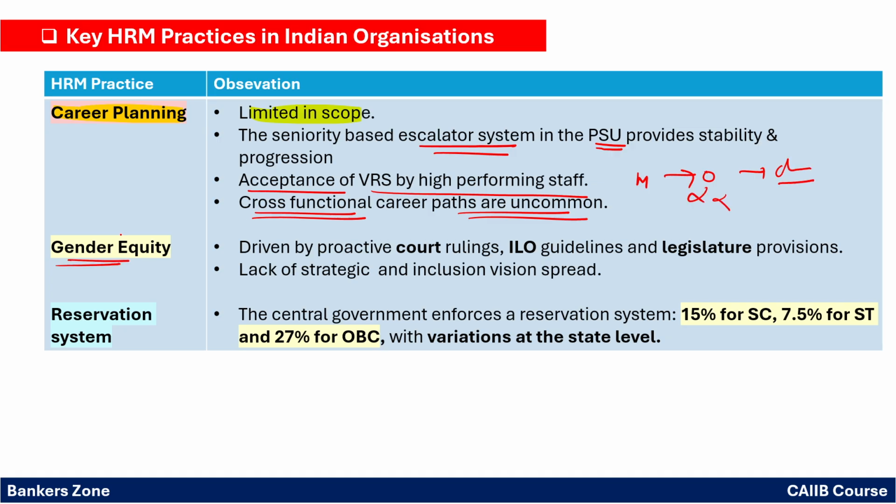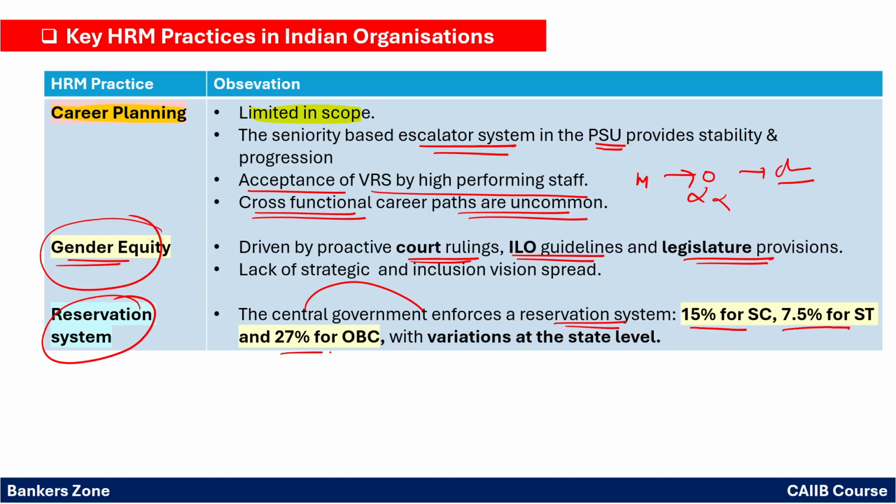Gender equity: obviously there is gender equity, but it is due to court rulings, International Labour Organization guidelines, or legislative provisions like a law, right? Reservation: with respect to reservation, the central government has to enforce the reservation system, 15% SC, 7.5% ST, and 27% OBC. However, there is variation by state in the reservation. So these are just observations.